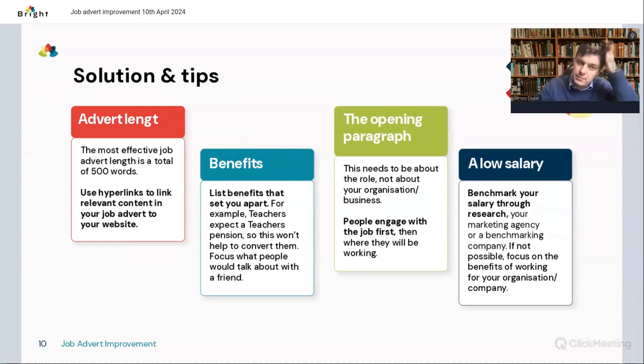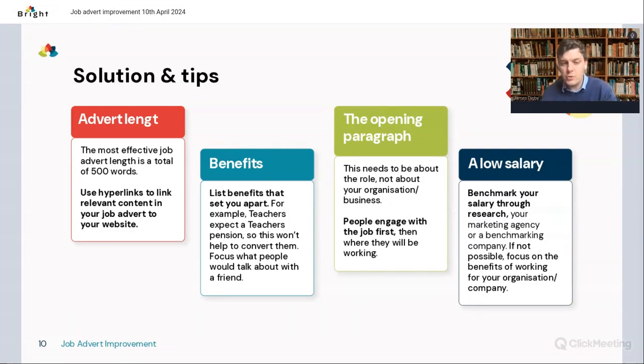The advert length is really important. Do aim for about 500 words. And if you've got too much information to put into your job advert, hyperlink through to a page on your website. So for example, benefits, you could be highlighting the key benefits and then linking through to those benefits that are on your website.